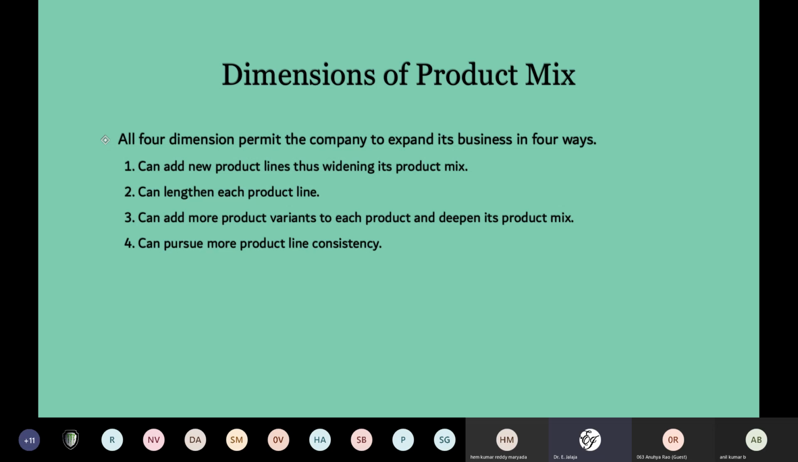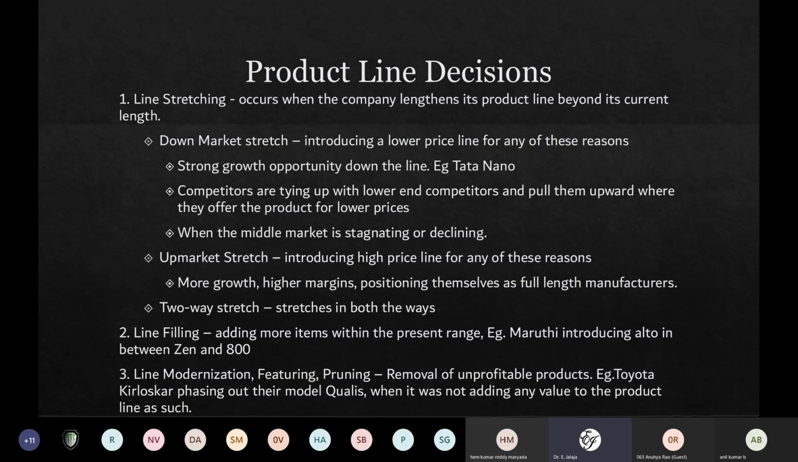Sometimes they can add new product lines because they want to widen their product mix. Or else they will lengthen their product line. Sometimes they add more variants. Or sometimes they go for consistency. Whatever it is, how are all these decisions made? Whether you want to add, remove, or go for different variations, how you are going to do it and why you will do it. What is the need to do it? You have reasons for it.